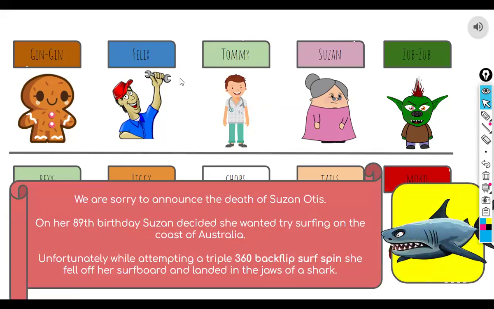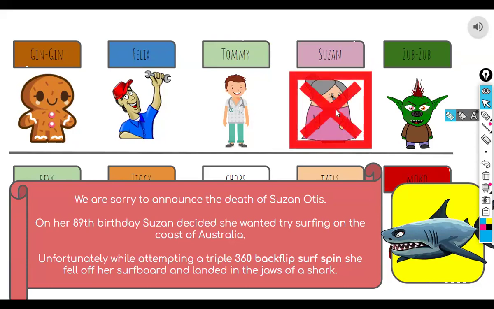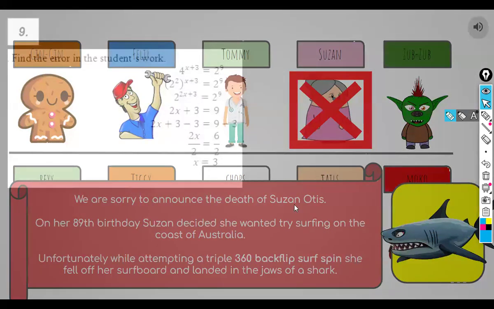We're sorry to announce the death of Suzanne Otis. On her 89th birthday, Suzanne decided she wanted to try surfing on the coast of Australia. Unfortunately, while attempting a triple 360-degree backflip, she fell into the ocean and a shark got her. Poor Suzanne. Well, she made it to 89. That's a nice age. Let's move on. Yeah, I think this is the second time I'm playing this game.